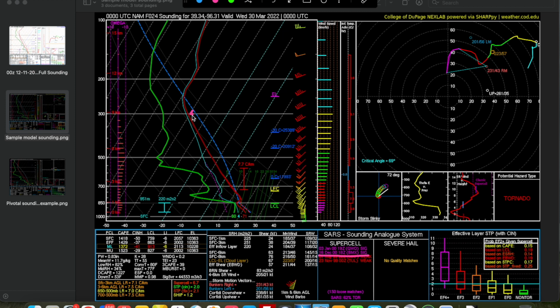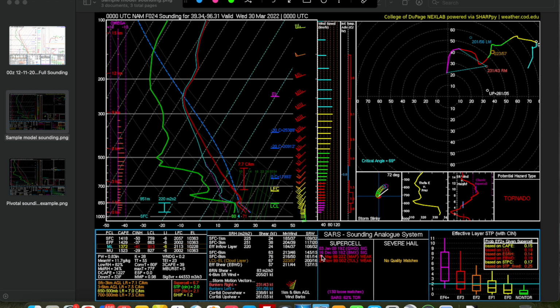We have very skinny CAPE here. It's very capped in the low levels, with some dry air aloft and some turning in the low levels. But again, we're not really talking about a hodograph that is favorable for very significant tornadoes. Definitely some curvature in the low levels, so if we can destabilize here, tornadoes would be a possibility with this hodograph. But again, you can see very skinny CAPE, very low instability, capped environment here.